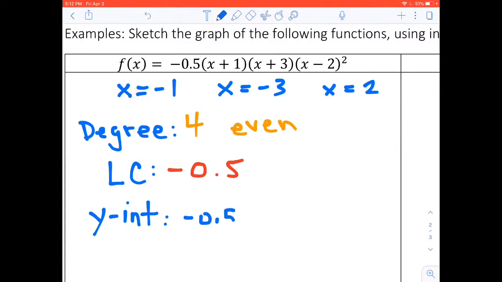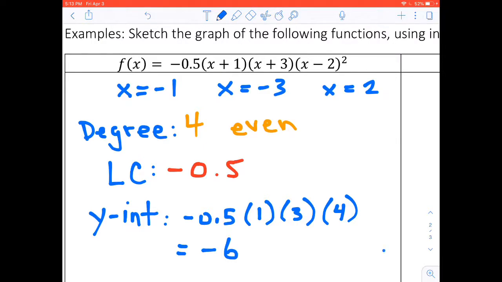So what I can do is, imagine if I put in x is 0, we'd still have that negative 0.5 out front. The first bracket, if I put in 0, will be 1. The second bracket will be 3. And if I put in 0, the last bracket is going to be 0 take away 2, which is negative 2, squared, which is 4. And if I multiply all those values through, we're going to end up with negative 6. That means we have a y-intercept at negative 6. And what we can do is put all that information onto our graph down below.